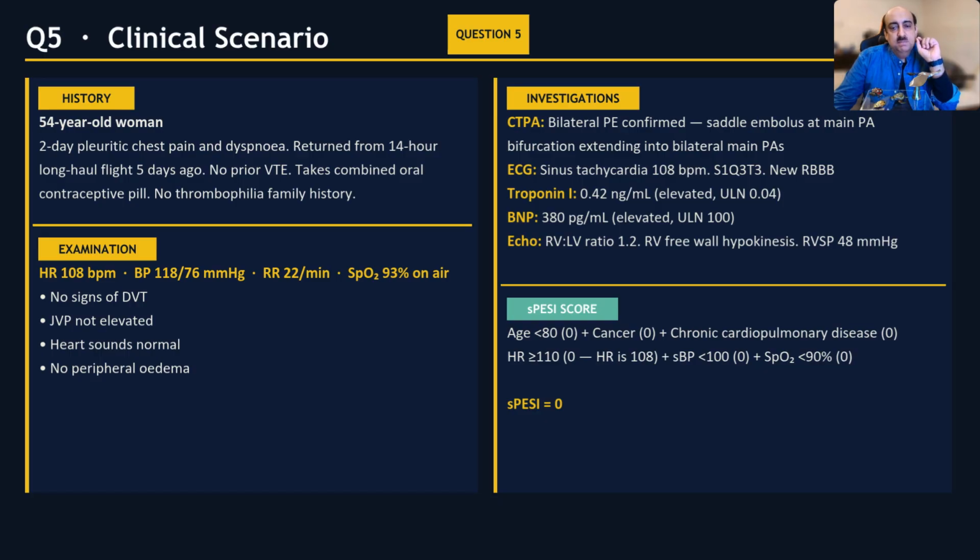Her S-PESI score, the simplified pulmonary embolism severity index, is calculated below. You can look at the parameters: age, cancer, any previous cardiopulmonary disease. So this is history-wise, and then the main vitals: heart rate, systolic blood pressure, and oxygen saturations. If you look at all of them, her S-PESI score is 0.